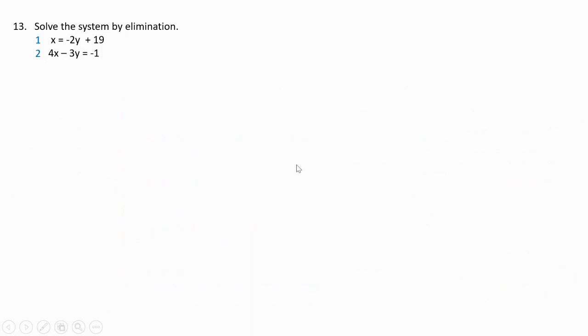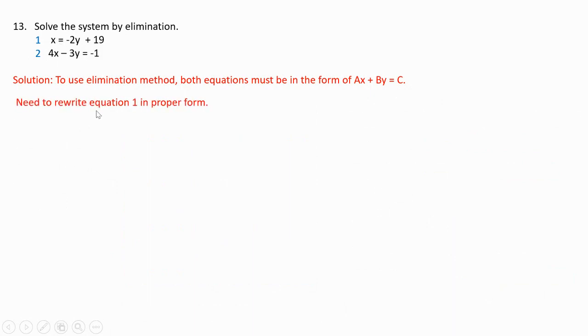Now, solve the system by elimination. So by elimination, they must be in the form ax plus by equals c, both equations. So equation number 1 is not in that form. So we need to rewrite it in proper form.